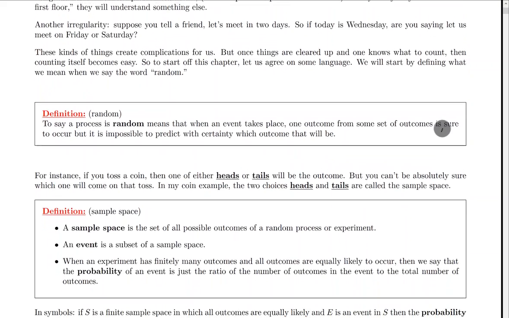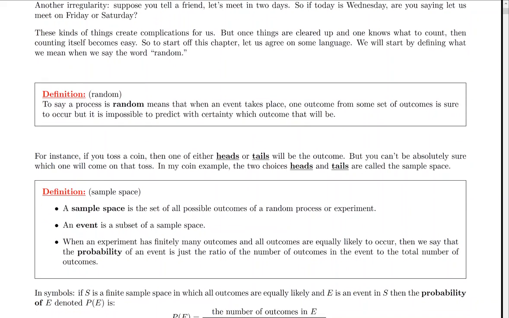A couple of terms before we get started, a few definitions so we can get going. We will say that a process is random when an event takes place, one outcome from some set of outcomes is sure to occur, but it is impossible to predict which one it's going to be. Think of it like flipping a coin. You know it's going to be either heads or tails at the end, but you cannot predict which one it's going to be ahead of the experiment. So that's a process that we call random in math.